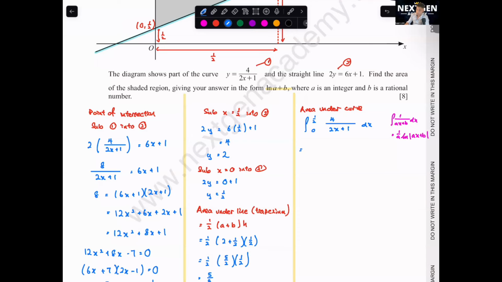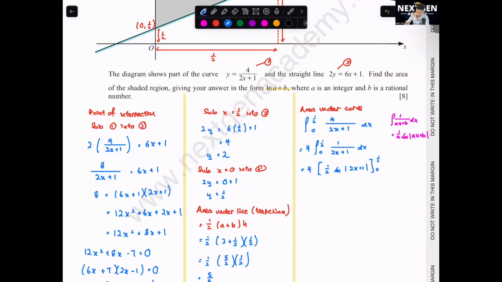So how would I simplify it? You bring out the 4 first. Don't care about the 4 first, like that, easier for you to see. 2x plus 1 dx. So this is 1 over ax plus b. It will become 4, 1 over 2 ln 2x plus 1 from 0 to 1 over 2.